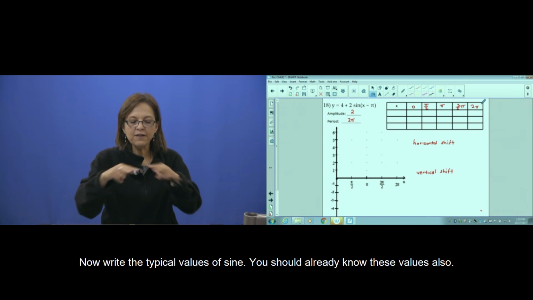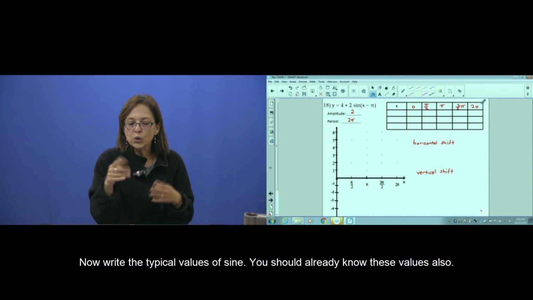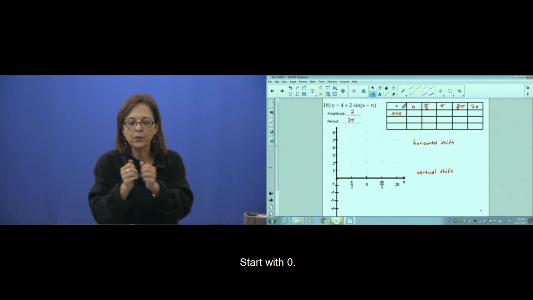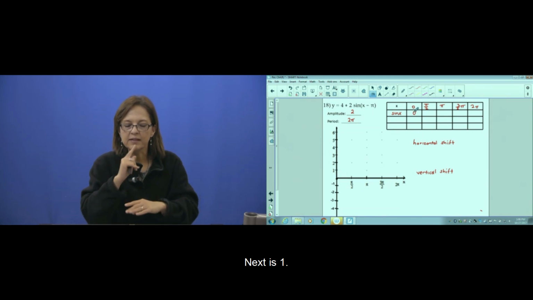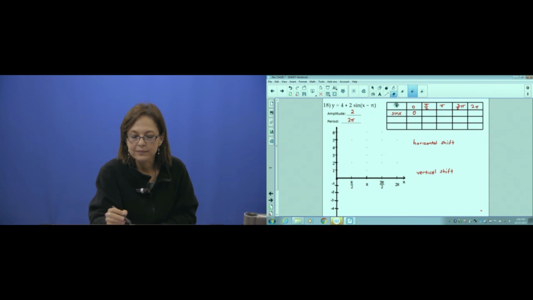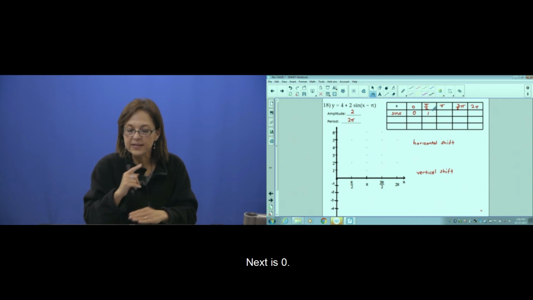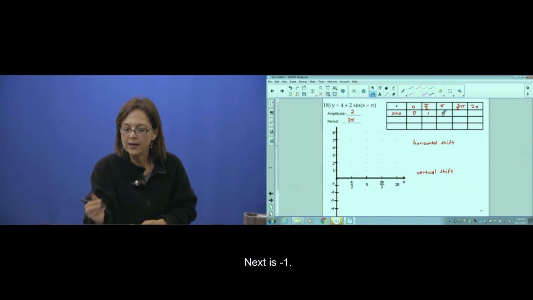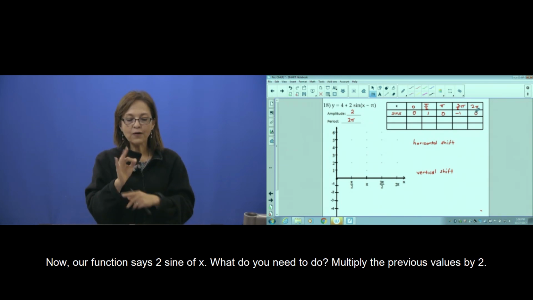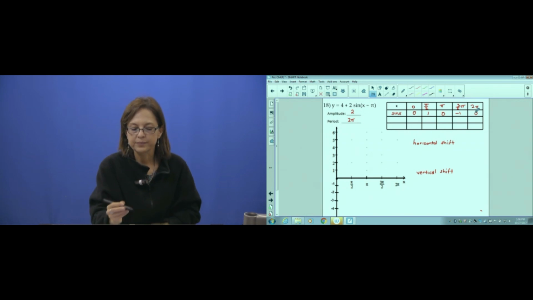Now, write the typical values of sine. Also, you already know these values. Start with 0. The next is 1. The next is 0. Next is negative 1. And the last is 0. Now, our function says 2 sine of x. What do you do? Multiply by 2 the previous values.